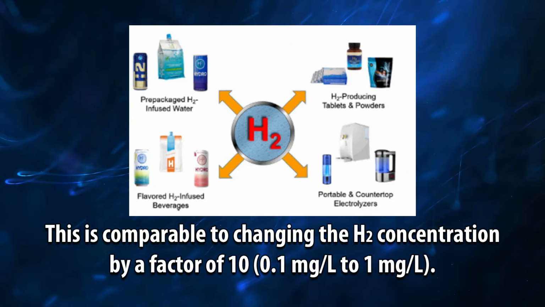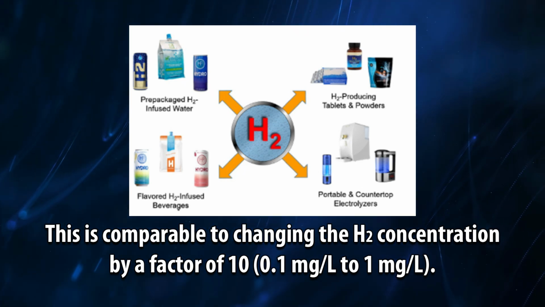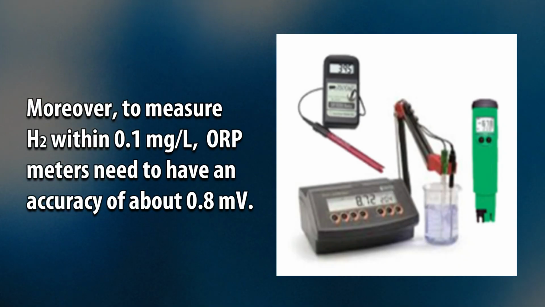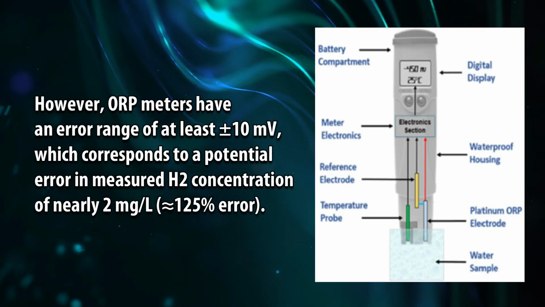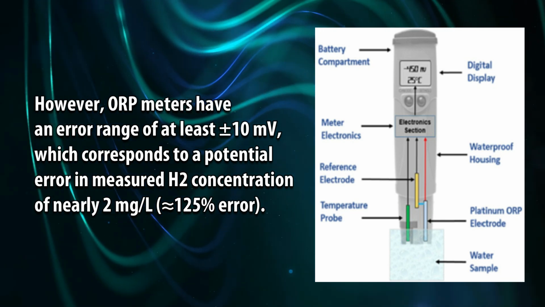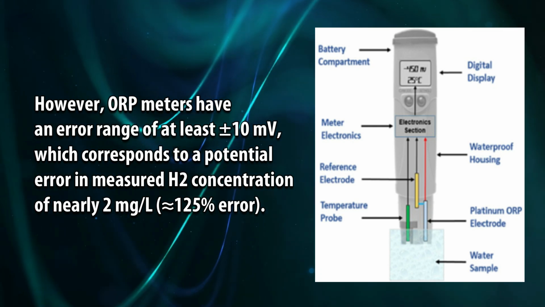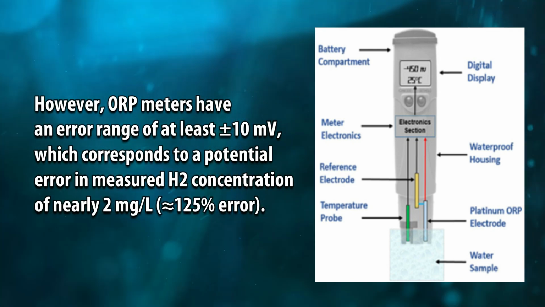This is comparable to changing the H2 concentration by a factor of 10, 0.1 mg per liter to 1 mg per liter. Moreover, to measure H2 within 0.1 mg per liter, ORP meters need to have an accuracy of about 0.8 mV. However, ORP meters have an error range of at least plus or minus 10 mV, which corresponds to a potential error in measured H2 concentration of nearly 2 mg per liter, approximately 125% error.